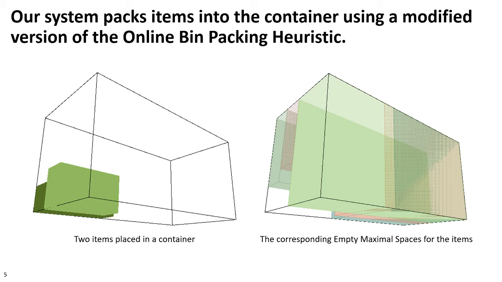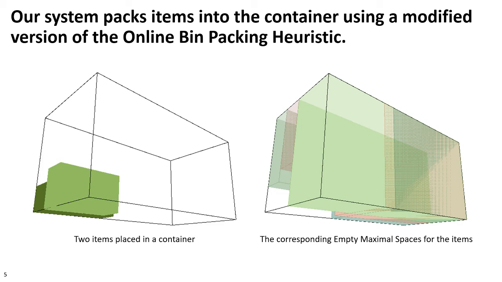Once the item has been measured, we can attempt to pack it into the container. To do this, we use a modified version of an algorithm known as the online bin packing heuristic. This algorithm tracks the empty space within the container using empty maximal spaces, or EMSs. Items are placed based on their bottom back left corners, so these EMSs effectively track where new items can be placed and how big an item placed at that location can be. These EMSs are stored in order of decreasing priority based on their locations within the container.